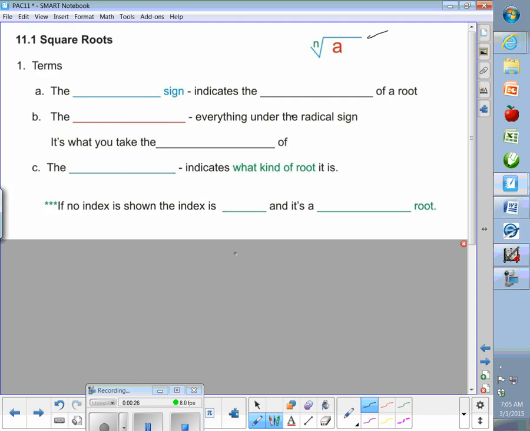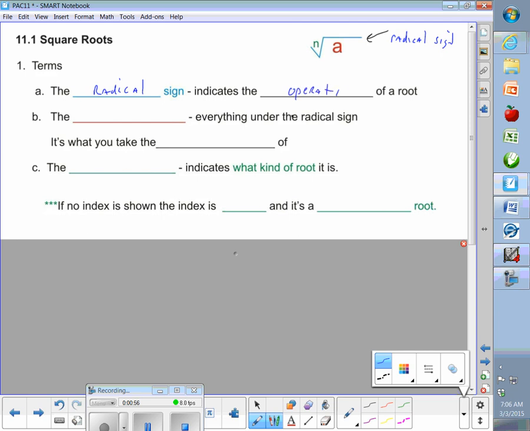All right, first off, you've got the actual symbol there. Let me grab my blue here. A lot of people call it a square root symbol, and that's not technically correct. In reality, the symbol is the radical sign. So if you look back here to A, the radical sign. And the radical sign simply indicates the operation of a root.